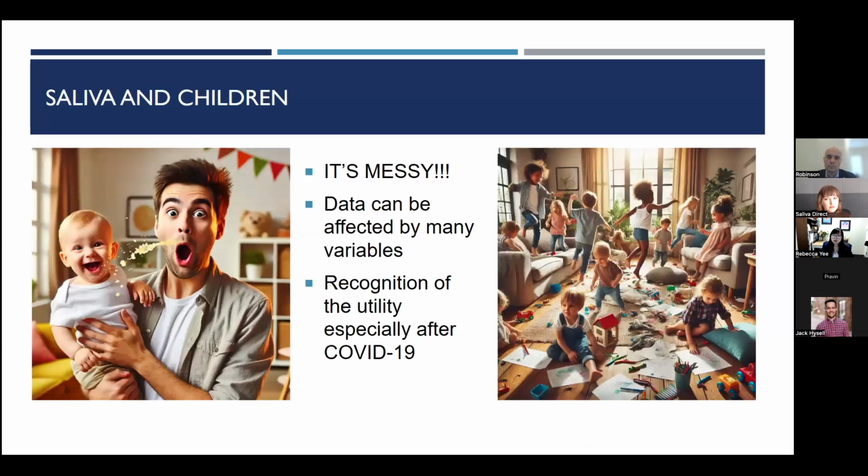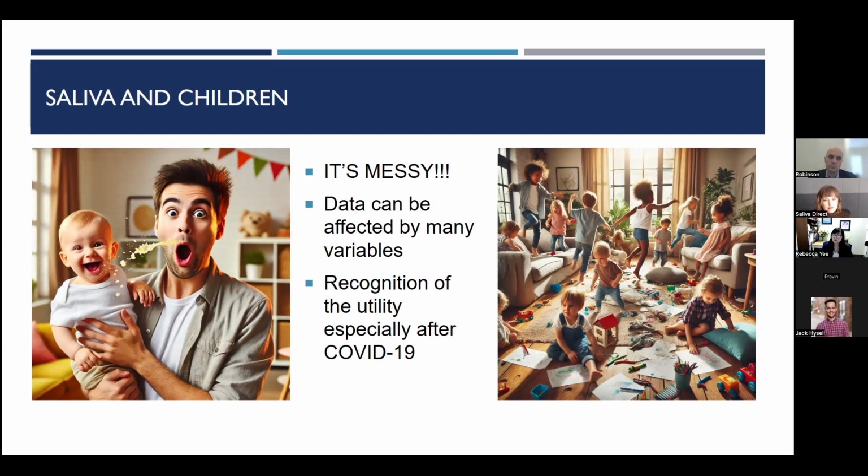Now the premise of the talk is regarding saliva in pediatric populations, right? And what I'm going to say is it's pretty messy. Saliva is messy, children can be messy, and when we look at the data of saliva testing in children, it's kind of messy and hard to interpret. That is also because there are a lot of variables involved with doing these studies and also just analyzing the data. But I will say that after the COVID-19 pandemic, there is renewed interest in using saliva.